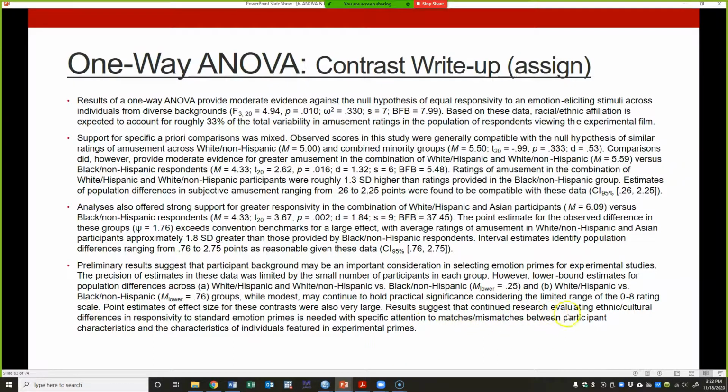Results suggest that continued research looking at ethnic cultural differences and responsivity to primes is needed, with specific attention to matches, mismatches, and participant characteristics and characteristics of individuals featured in the films, right? So this is the piece that in my mind is the most important. Because we can go through and report things, these are the numbers, these are the numbers. This down here is where we're pulling it all together and saying this is what we can say about this.